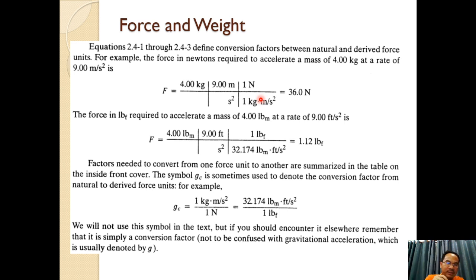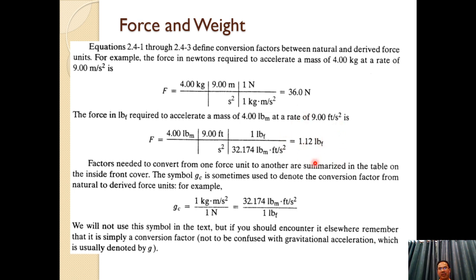Okay. For another example, you can convert from the American Engineering System. Assume we would like to accelerate a mass of 4 pound mass at a rate of 9 feet per second square. F equals ma. M is 4 pound mass and a is 9 feet per second square. And then you use the conversion factor from mass to pound force: 32.174 pound mass foot per second square equals 1 pound force. And then you get this.